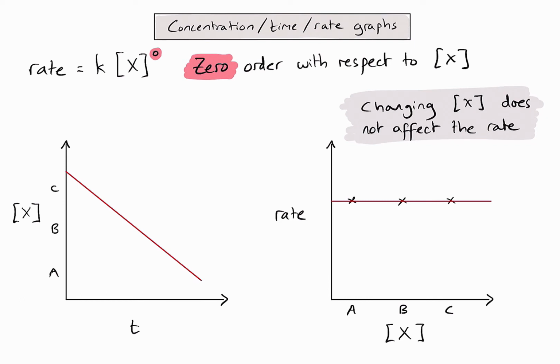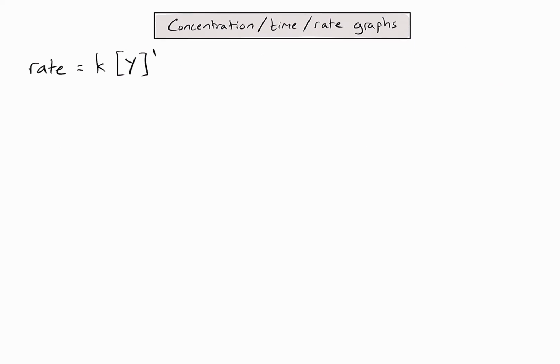Let's now consider a different rate expression. In this rate expression, I can see that rate is proportional to the concentration of Y to the power of 1. This means that the order of reaction with respect to the concentration of Y is first order. So what does first order mean? Well, it means that rate is directly proportional to the change in concentration of Y.